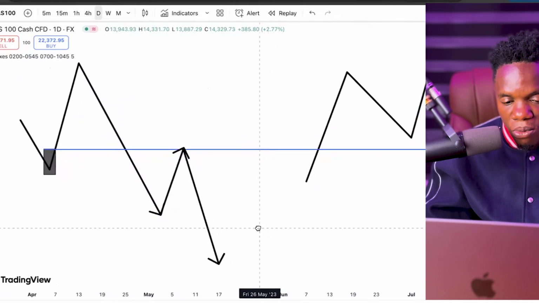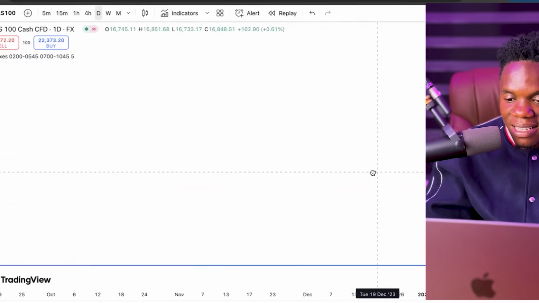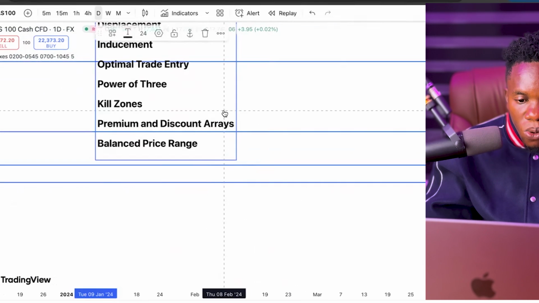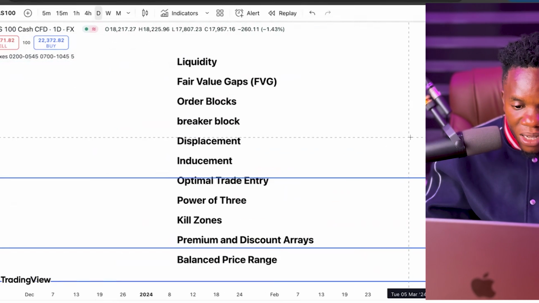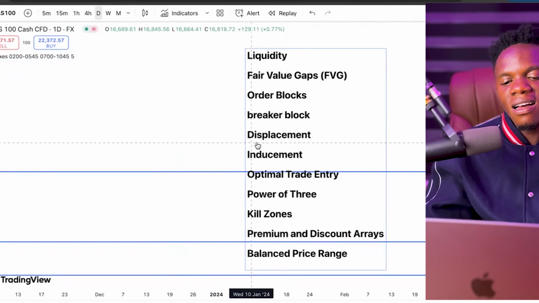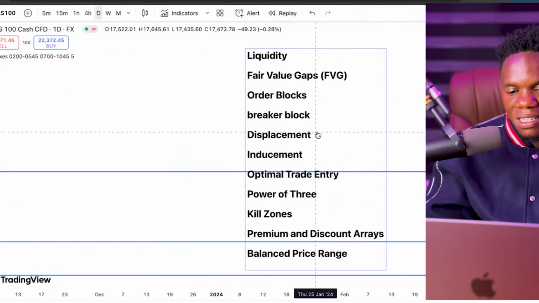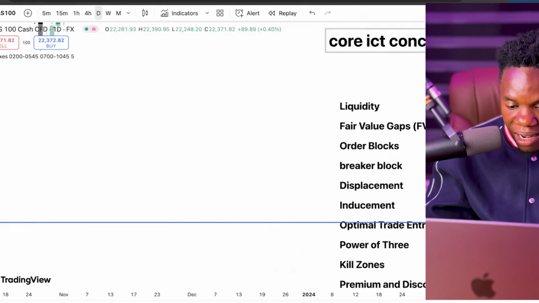I hope it's making sense to most of you guys, because this is how to simplify things and make it easy. Okay, now the next thing we're going to talk about, because I'm going to run through all of them and make life easy for you guys. Displacement. All right, now displacement is very easy. What is displacement? Displacement means an aggressive impulsive movement in price, something like this.